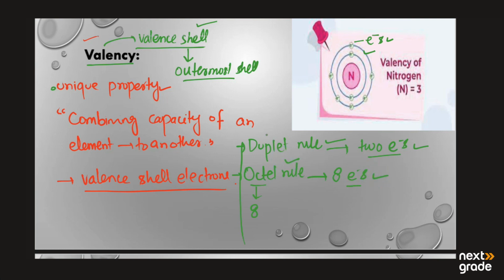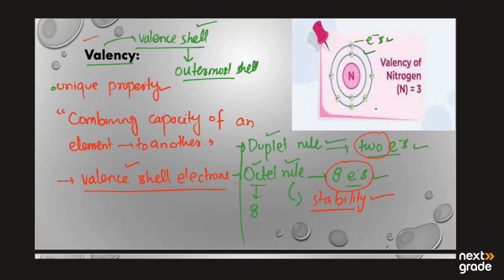So why do atoms or elements require the duplet or octet rule? The reason behind that is they need to get stability. To be stable, atoms require 8 electrons or 2 electrons in their valence shell. For stability, we have to check how many electrons are present in their valence shell. For example, here we have nitrogen.